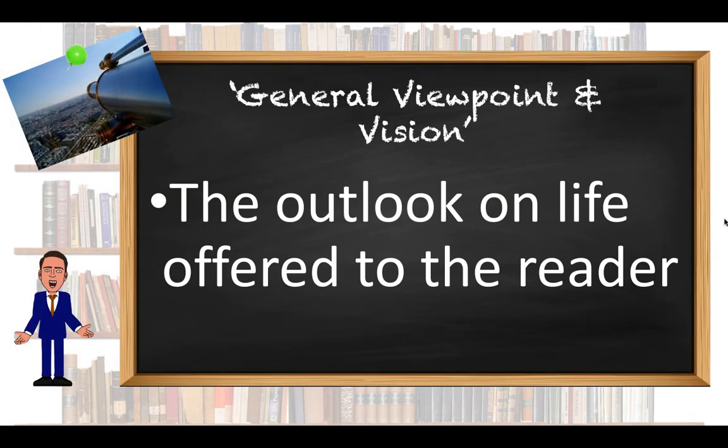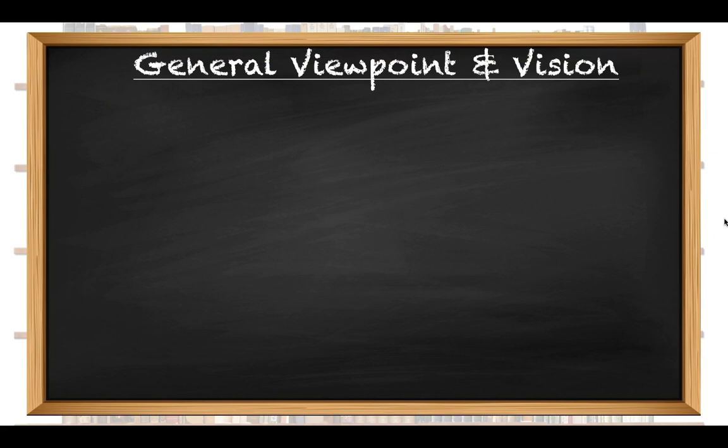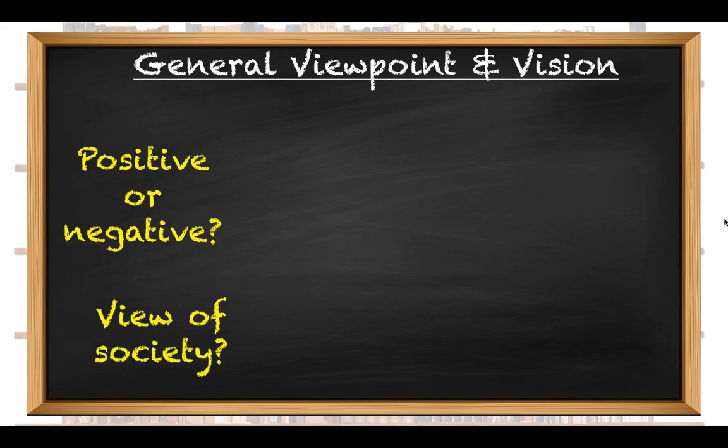In simple terms then, the general viewpoint and vision of a text is the outlook on life offered to the reader. To help identify the general viewpoint and vision of a text, you could ask yourself the following questions. Is the text positive or negative? What sort of view does it offer on society, people, or systems?